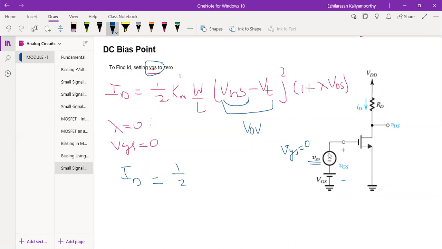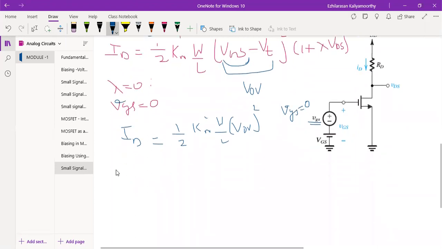So if it is 0, the current is equal to 0, so you can do the short circuit, then there is only VGS. Then your circuit will become the same thing only. I'm just writing the same circuit, Kn dash W by L VOV square. I just replaced that, so this will be 0. This is not okay. Remember, VGS is equal to 0.